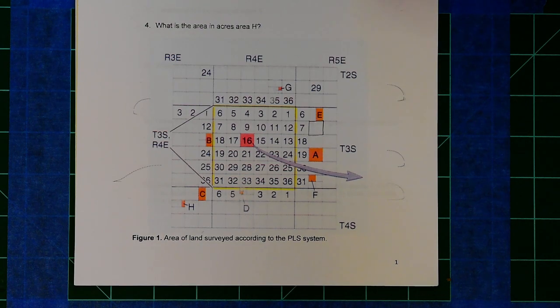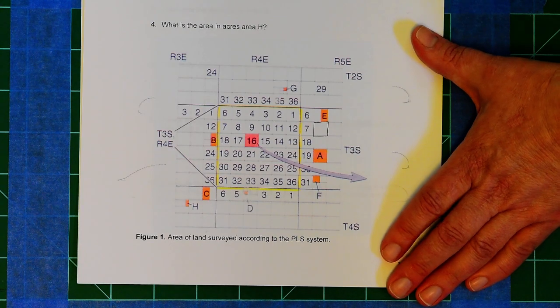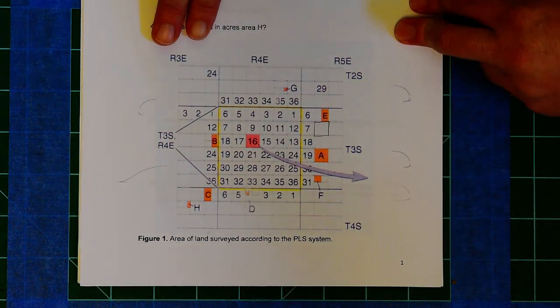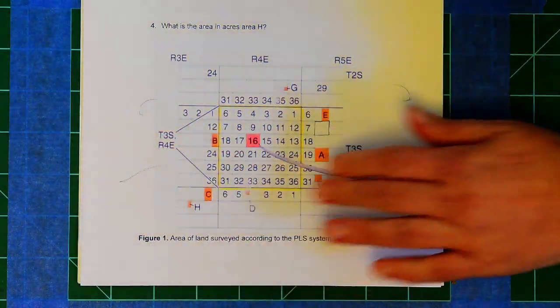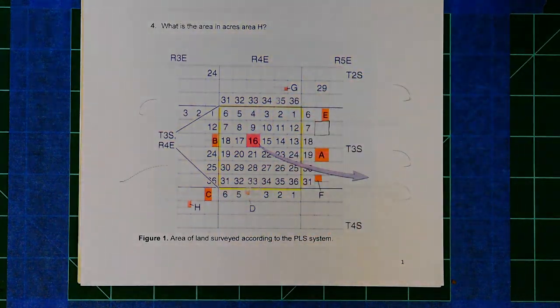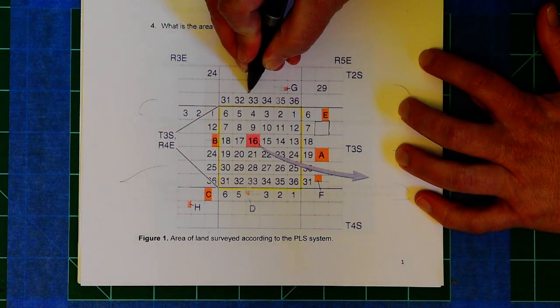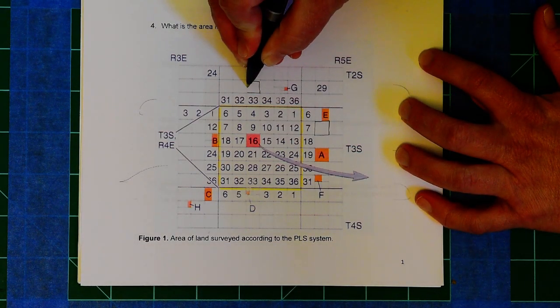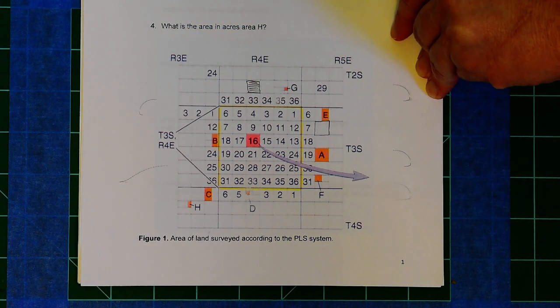So on your lab, you're going to be given this public land survey grid. Notice we have R3E, R4E, T2S, T3S. You're going to have to figure out where different parcels of land are located. You're also going to have to figure out how many acres the people who own that property have. So just remember, one full section there is equal to 640 acres.